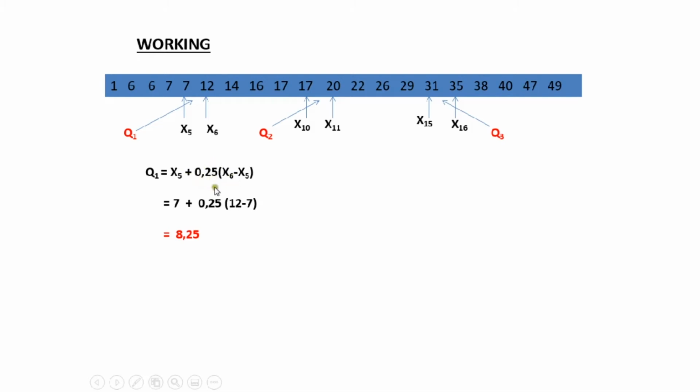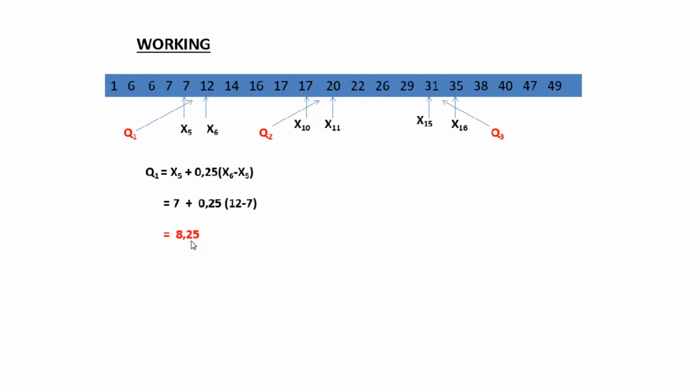And then on position 5, we've got the value 7. On position 6, we've got the value 12. On position 5, we've got the value 7. After doing this substitution and punching this in our calculator, we will have 8.25. Therefore, Q1, the lower quartile, is 8.25.